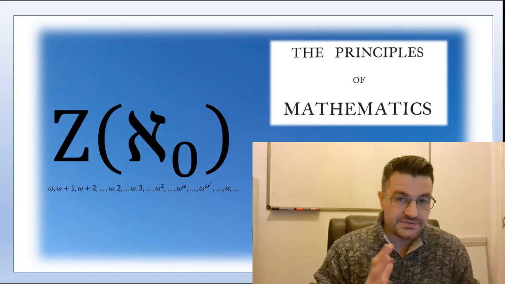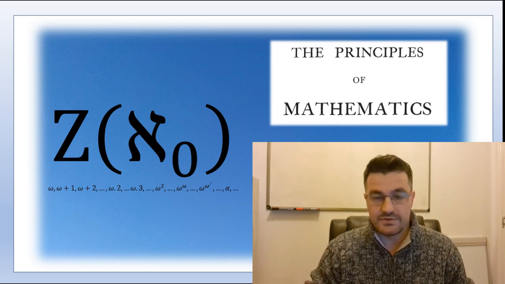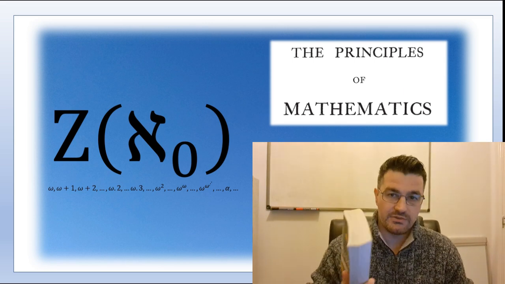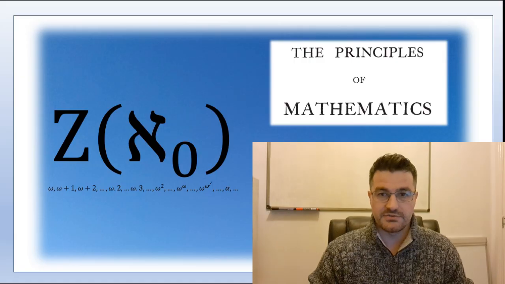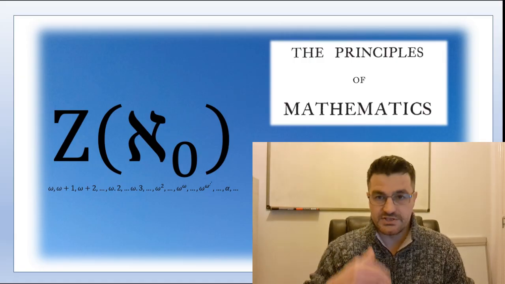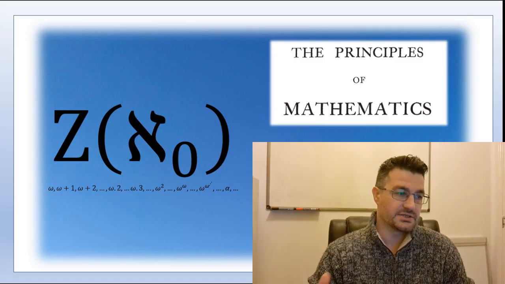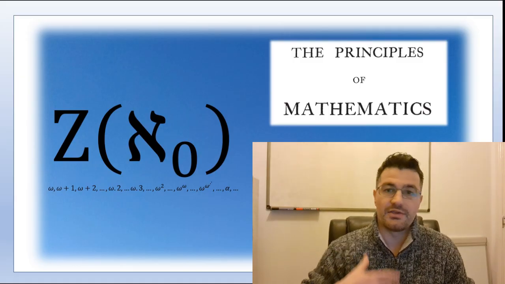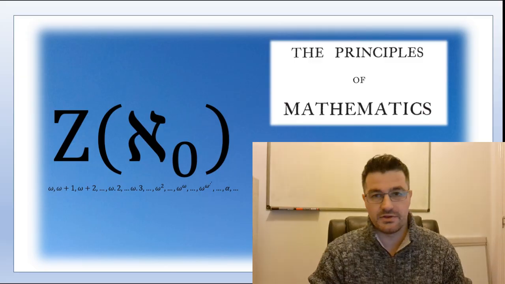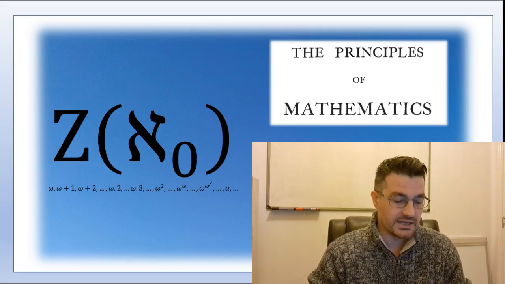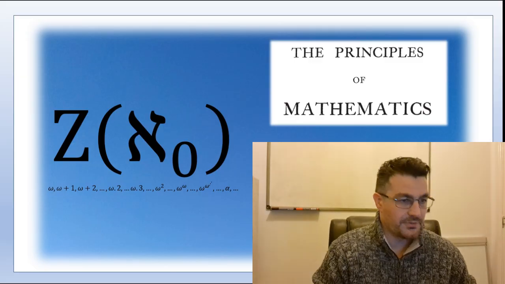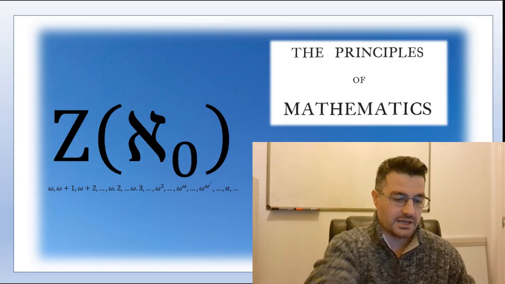So this video is going to work in a very similar way, obviously, to the previous videos. I'm going to be reading from my copy of Principles of Mathematics, and I'm going to be stopping along the way to give some explanations as to what I think Russell is trying to say at various points and to give my interpretations.